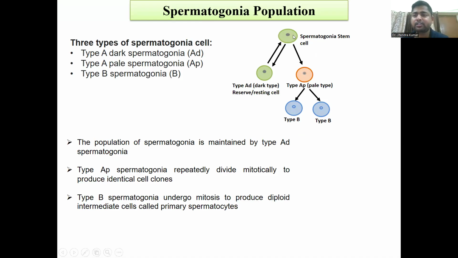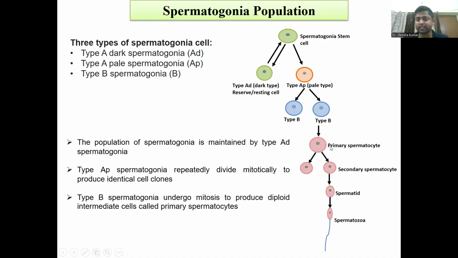This stem cell divides and forms two types of spermatogonia, that is, dark type spermatogonia and pale type spermatogonia. The dark type spermatogonia are reserve cells. They can form stem cells and re-enter into spermatogenesis. Whereas the pale type spermatogonia divide by mitosis and form type B spermatogonia. And this type B spermatogonia enters into the process of spermatogenesis. The rest of the stages remain the same.